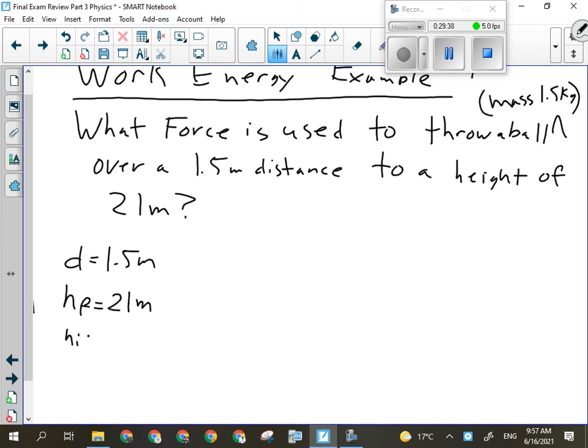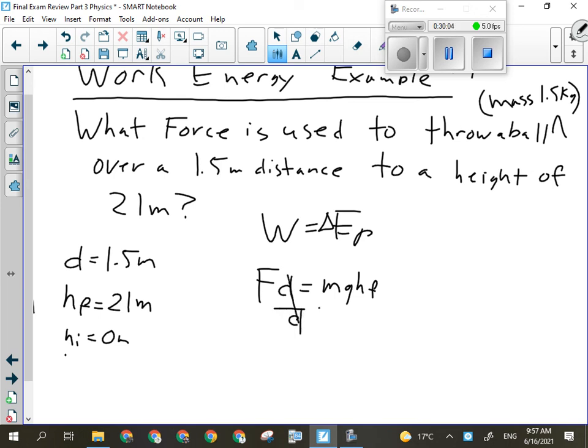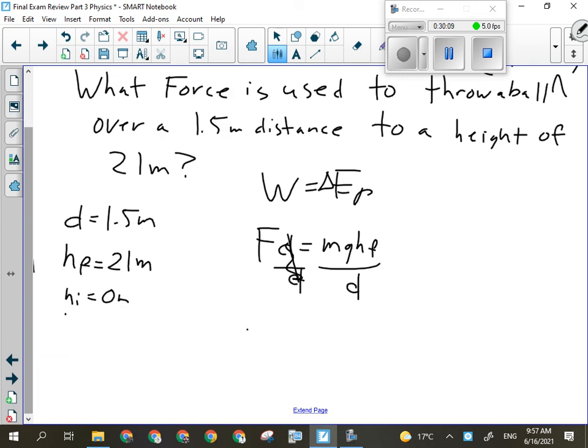All right, so what kind of energy is being changed here? Potential, right? Change in height. So that's going to mean force times distance equals m times g times h final minus 0, because my initial potential energy is nothing. I don't have any on the ground, right? I'm just manipulating to find the force, so I divide by d, and then I plug in my numbers.